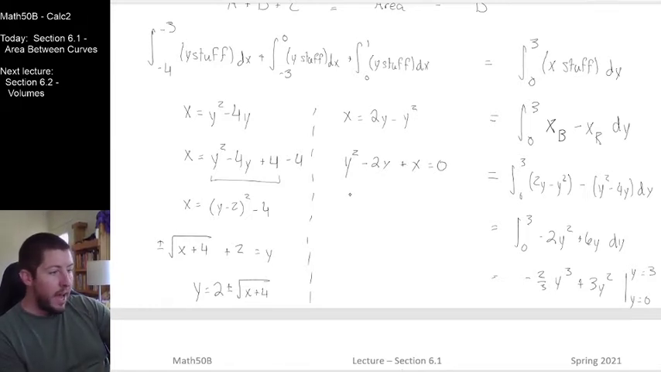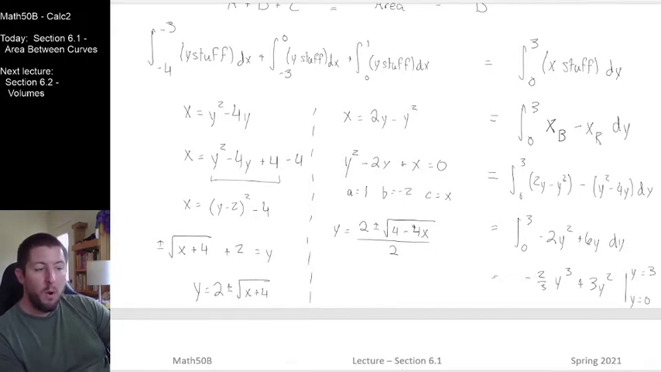In this case, I have a quadratic with a equals 1, b equals negative 2, c equals x. And I can just go to the quadratic formula here. y equals negative b plus or minus the square root of b squared minus 4 times a, which is just 1, so I'll skip it, times c, which is x, all over 2a, which is just 2. And notice we could factor out the 4 underneath the square root as a 2 outside the square root.